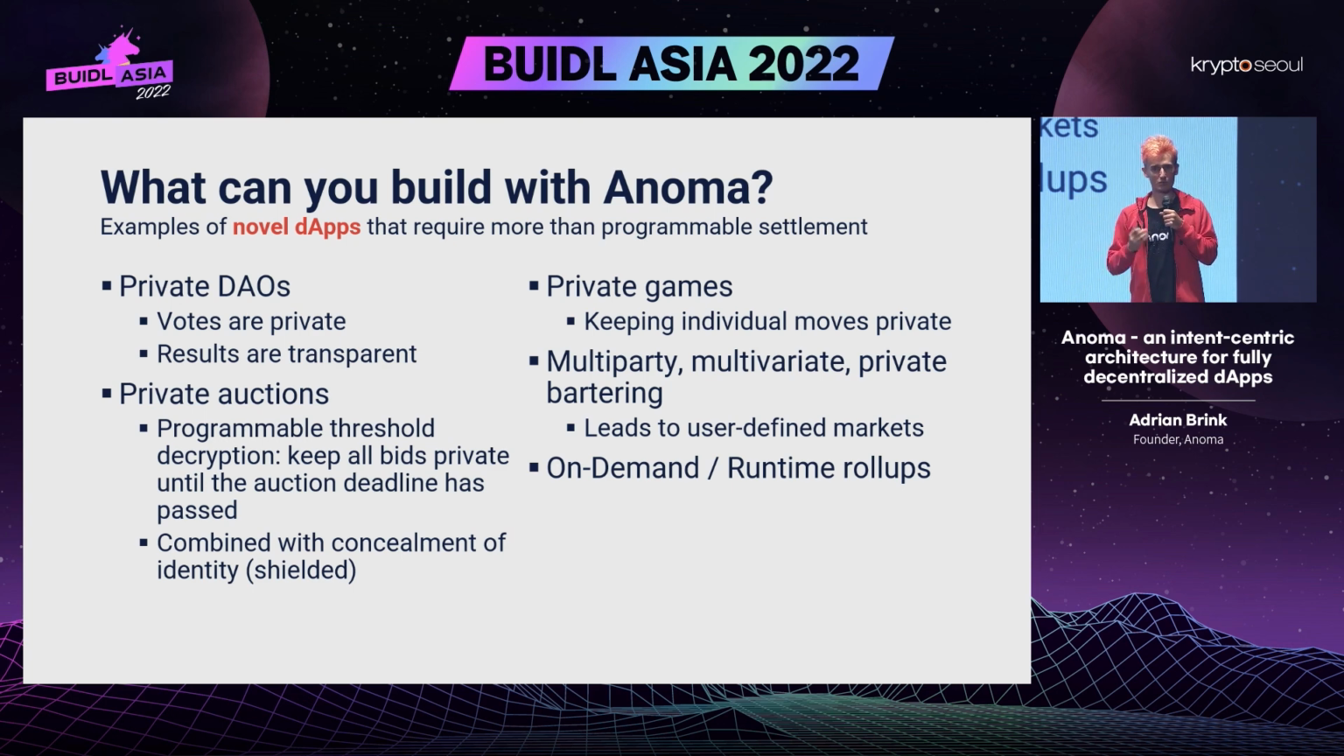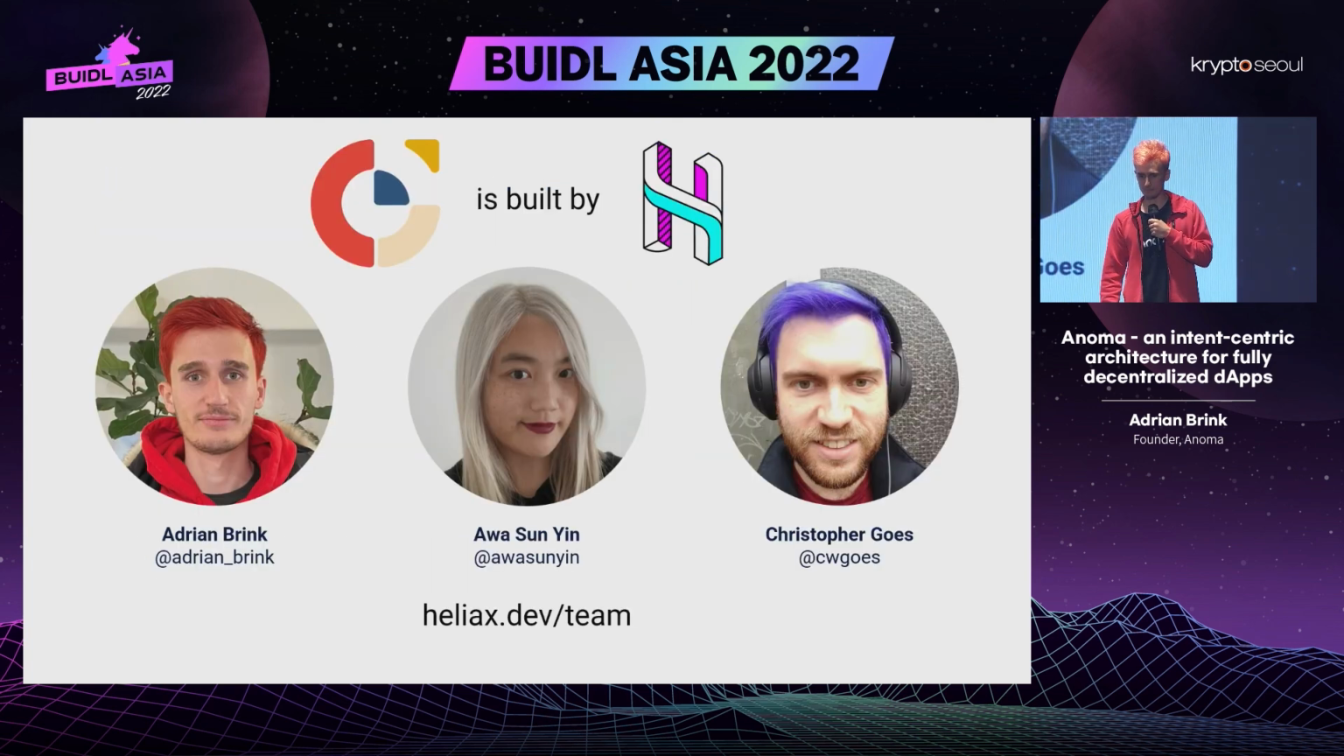What is a rollup? A rollup is just where you roll up a bunch of computation. If you have intents with state transitions A to B, B to C, C to D, you can just roll them up on the intent level, and you just get an on-demand runtime rollup.